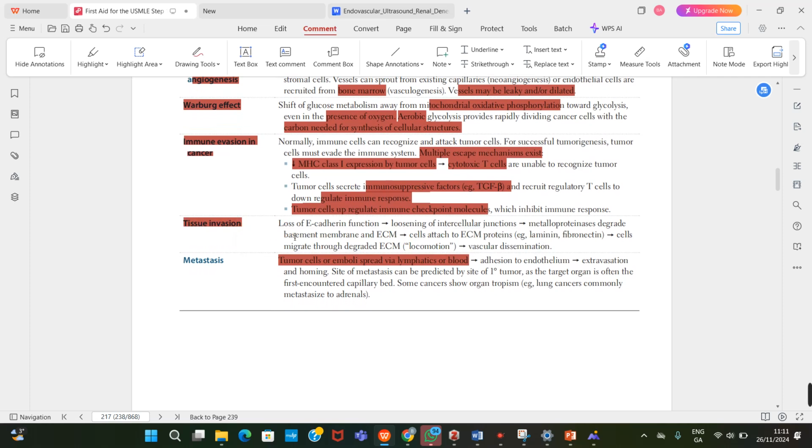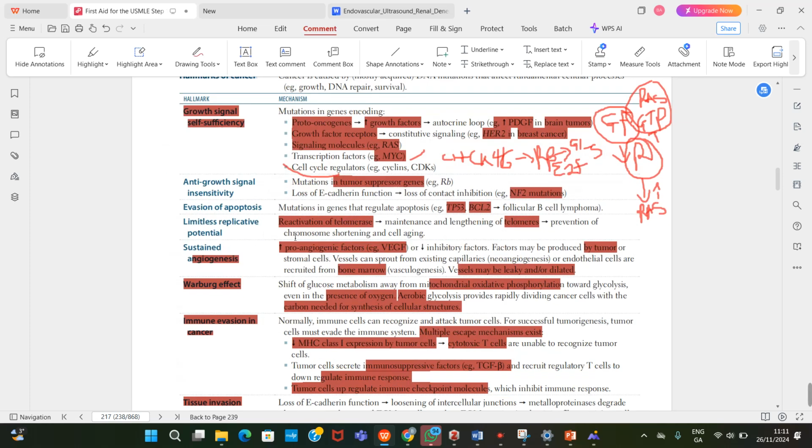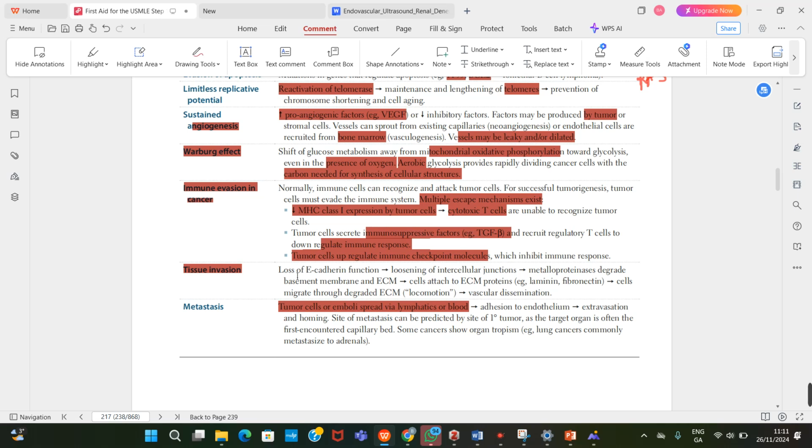So let me go back to the last one, which is tumor invasion. Tumor invasion is one of the hallmarks of cancer, and it is due to loss of E-cadherin function. We have talked about this. Once there is loss of E-cadherin, there's loosening of the intercellular junctions, and metalloproteinase is released, which degrades the basement membrane and ECM. The cells then attach to the products of the ECM, laminin and fibronectin, which we explained in dermatology, and from there they find their way across the matrix and enter the vessel. It's as simple as that.